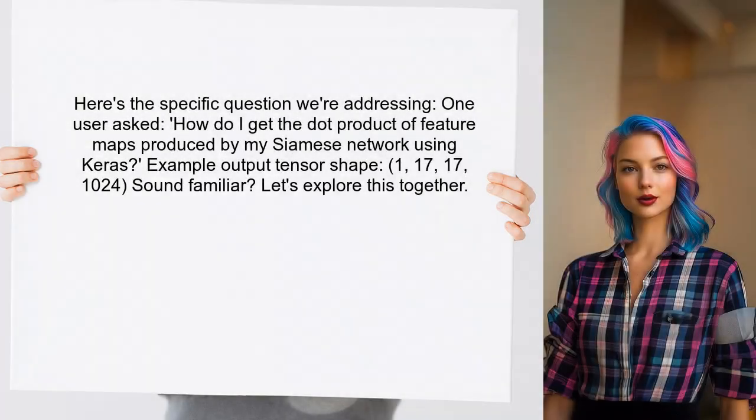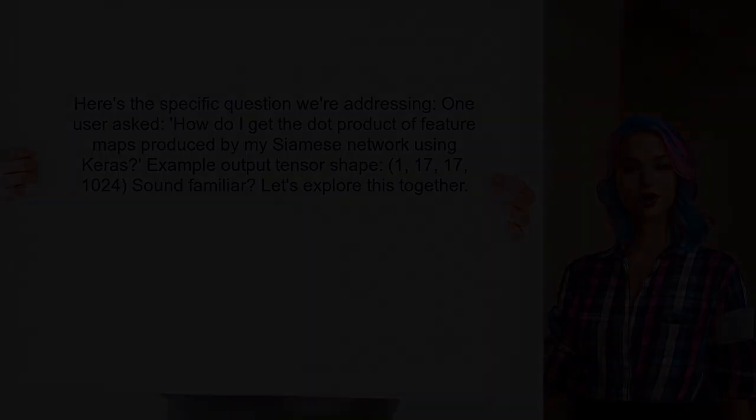Here's the specific question we're addressing. One user asked, "How do I get the dot product of feature maps produced by my Siamese network using Keras?" They provided an example where the output tensors have a shape of 1, 17, 17, and 1024. Sound familiar? Let's explore this together.